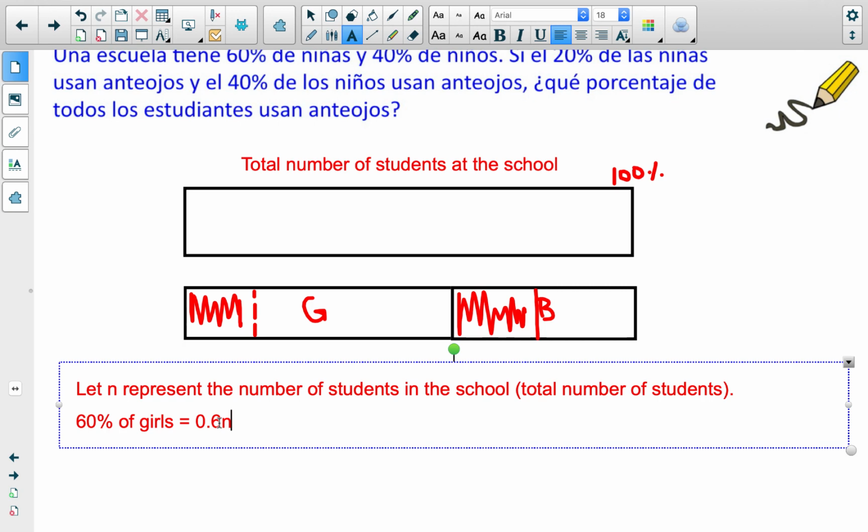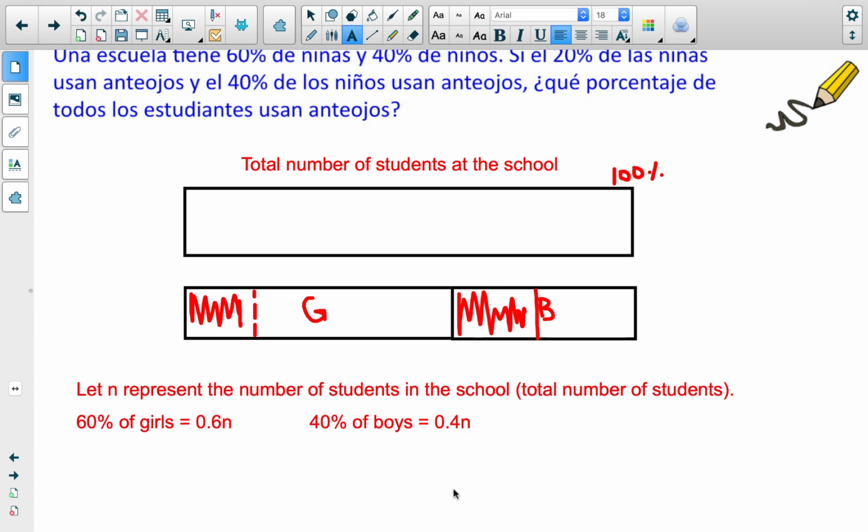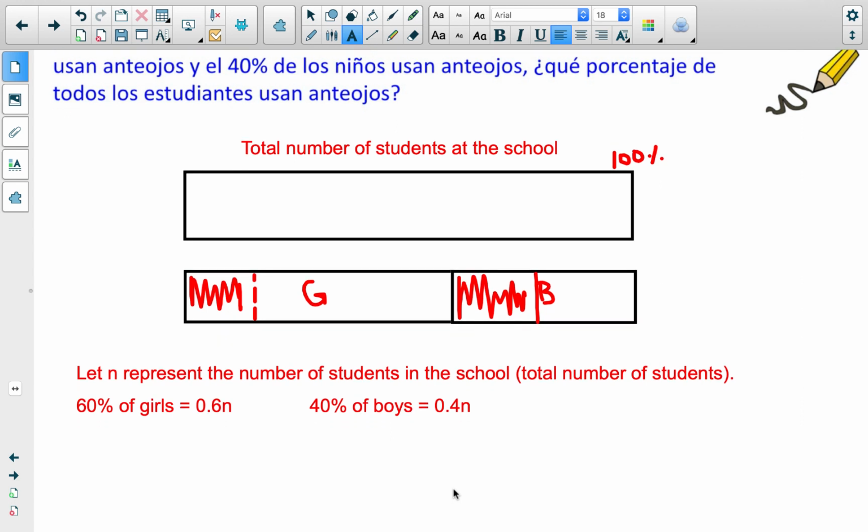And remember, 6/10 is 60%. If you're thinking, where did the 0 go, and you're thinking it should look like this, the 0 doesn't matter, so I didn't write it. Now, 40% of boys will equal 4/10 N, or you can write it like that. It does not matter. I'm just going to drop it. Now, those added together get 1N, which represents the total number of students, which is good.